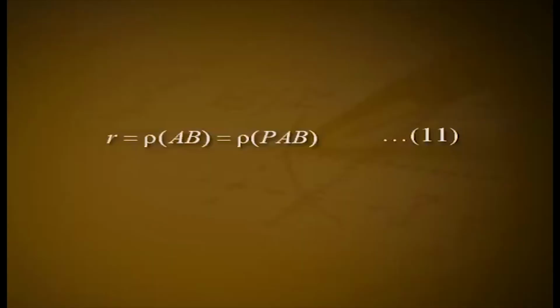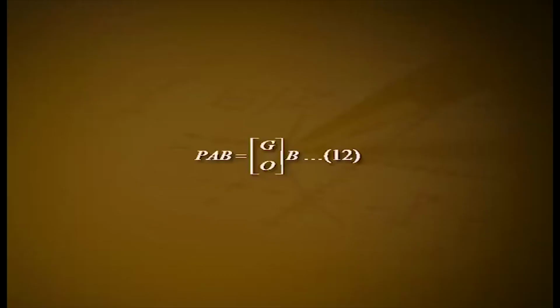By part 1 of theorem 3, there exists a non-singular matrix P and a matrix G of rank R1 such that PA is equal to the matrix G0. Being non-singular, the matrix P is a product of elementary matrices. Hence, PAB is a matrix obtained from AB by elementary transformations, and hence rank of PAB and rank of AB are the same. That is, R is equal to rho AB, which is equal to rho PAB, equation number 11. Also, PAB is equal to matrix G0B, equation number 12.